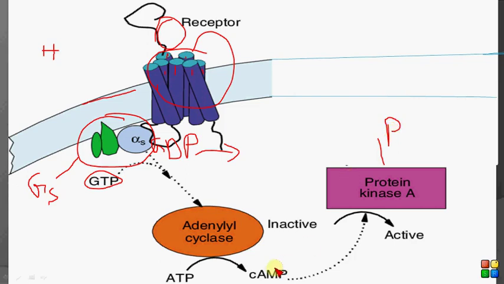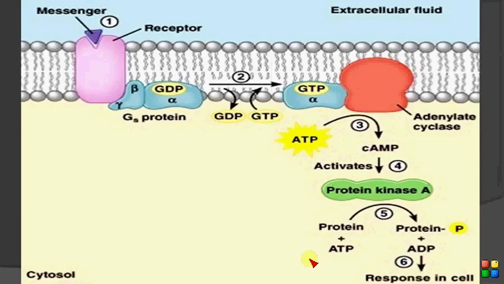This cyclic cAMP is degraded by the phosphodiesterase enzyme, which converts it into AMP, and the response of cyclic cAMP dies out. You can understand this by this diagram. This is the receptor, and this is the messenger, which may be a hormone or a neurotransmitter, and it is linked to the GS protein. This is the GS protein, with alpha subunit, beta subunit, and gamma subunit, and the alpha subunit is linked to GDP.